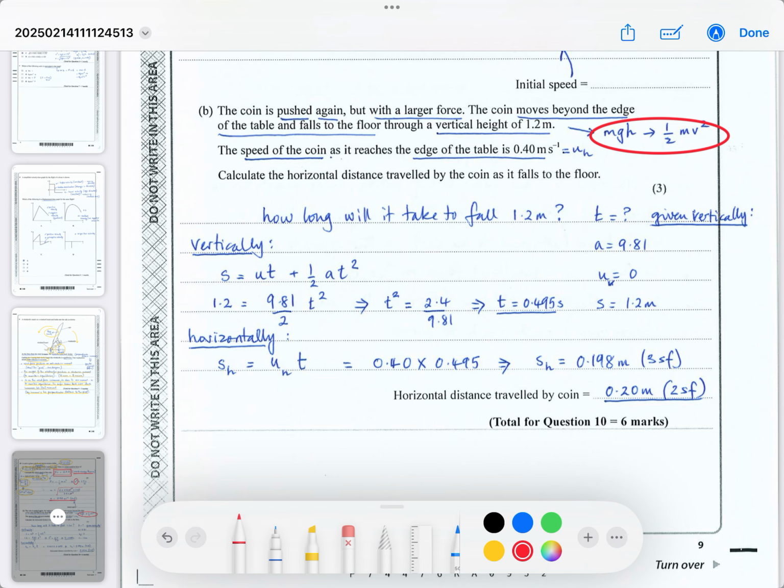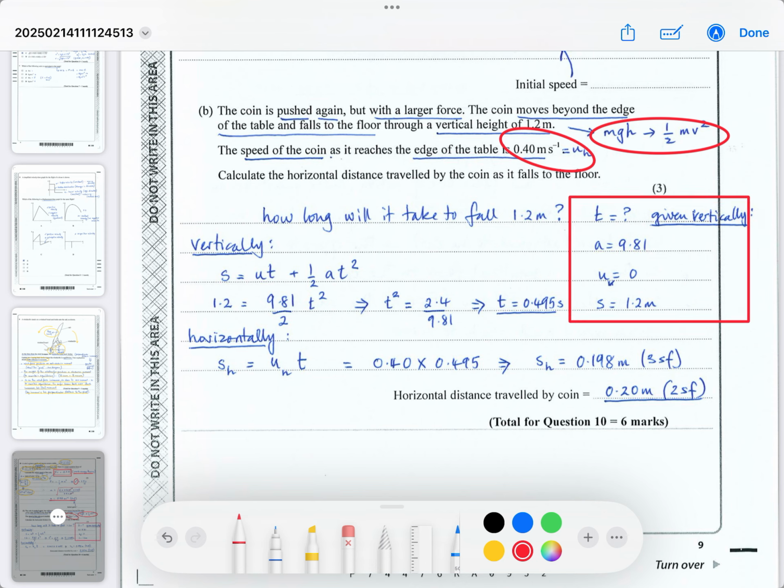It says the speed of the coin as it reaches the edge of the table is 0.40 meters per second. Now, obviously, this is a horizontal speed because it's moving along a table, so you're assuming the table is horizontal. Calculate the horizontal distance traveled by the coin as it falls to the floor. So obviously, it's going to take a certain amount of time to fall to the floor from 1.2 meters. So first of all, you've got to work out vertically what information you're given, which is in this red box here.